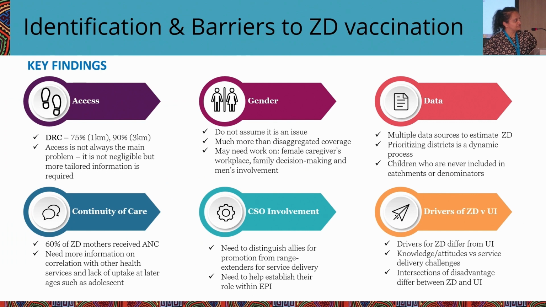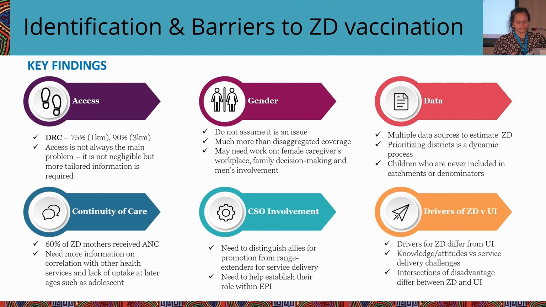So the key findings fall into 6 buckets. First, access. Although access is not a negligible issue and it is a major problem in many countries, it is not a problem in every country. So for example, in DRC in 2021, a national household-based coverage survey was done, which found that 75% of zero-dose children lived within 1 kilometer of a health facility, while 90% live within 3 kilometers.